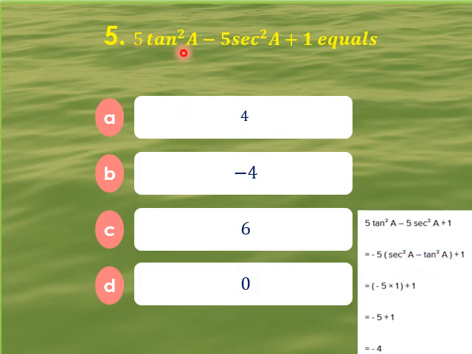In this we have taken minus 5 as common, plus the balance term 1. So sec square A minus tan square A is 1. Minus 5 into 1 is minus 5, plus 1 is minus 4. The correct option is B.